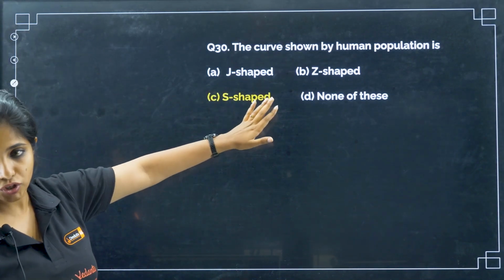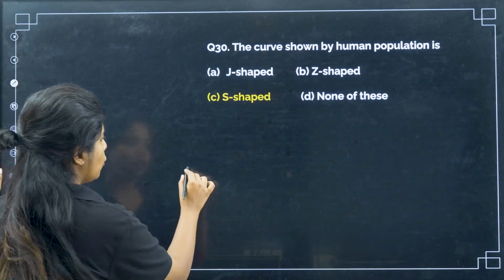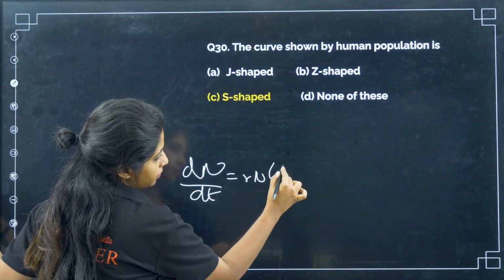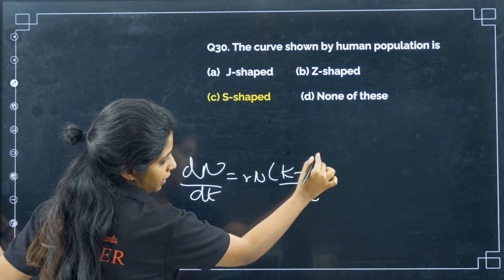And what do you call this curve? Logistic growth. This is logistic growth, my dear children. And the formula for this is dN/dt = rN (K - N)/K.